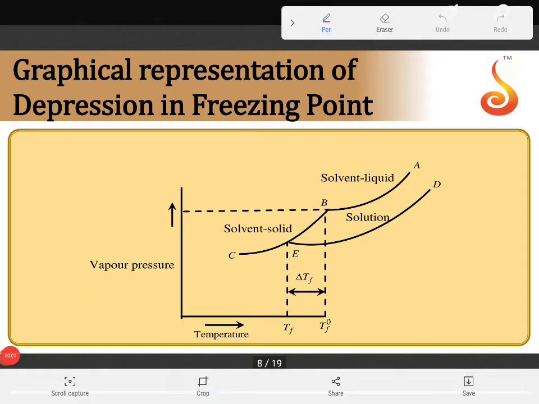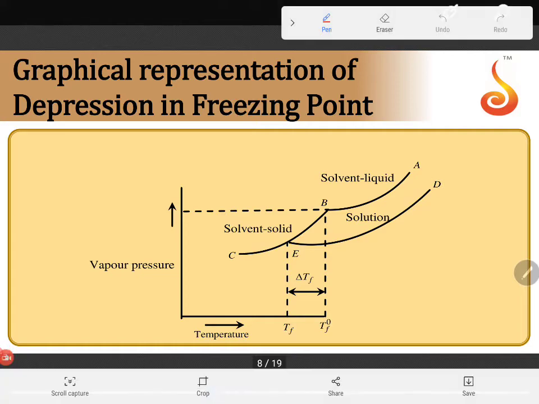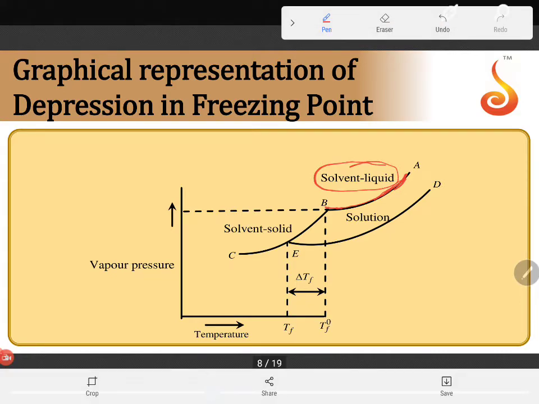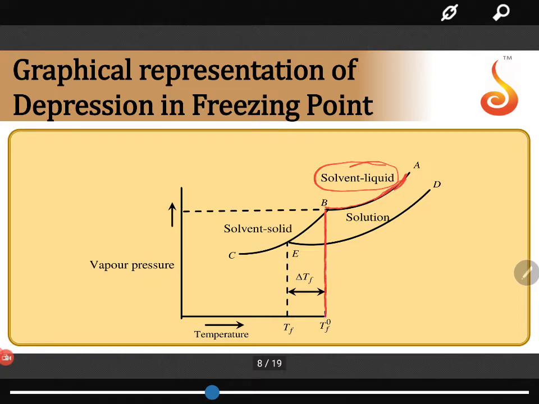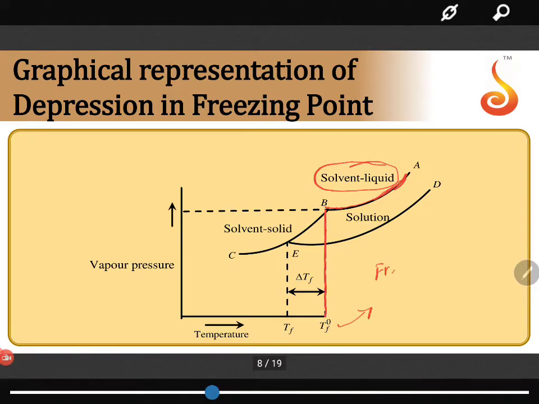Now this is the graph representing your freezing point depression, right? So here if you see the curve AB, this is the curve which I am talking about. Curve AB is representing your solvent only, pure solvent, and the temperature corresponding to this is Tf naught. This is your freezing point of pure solvent.